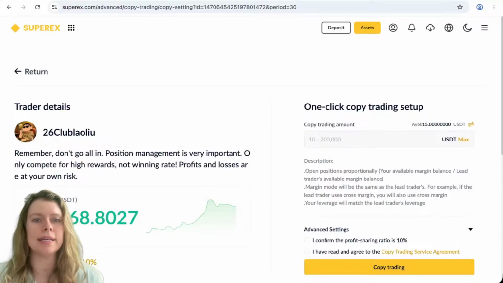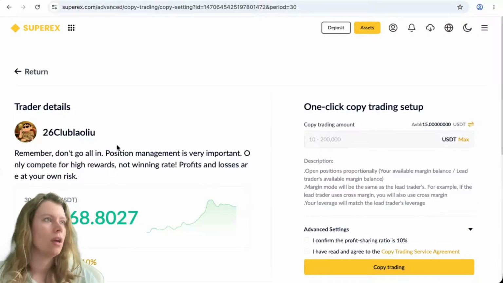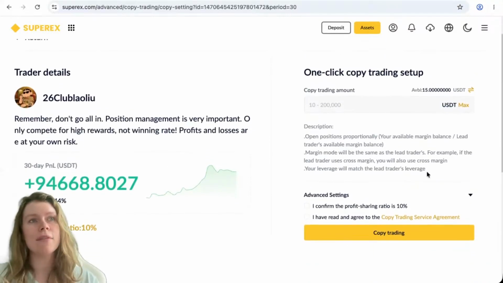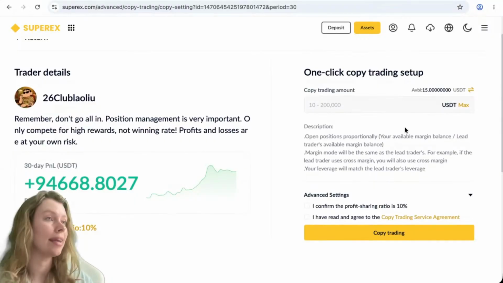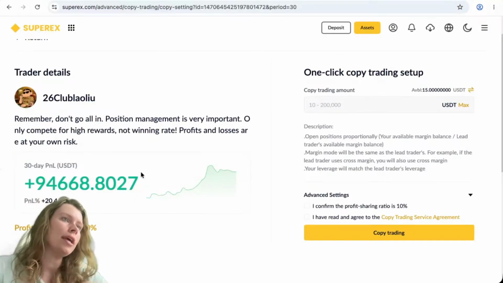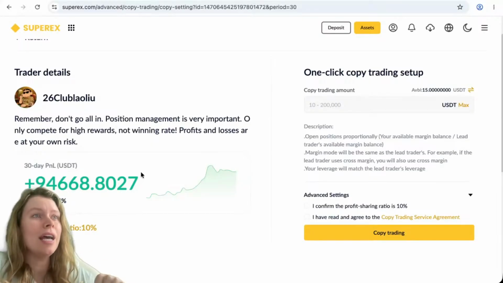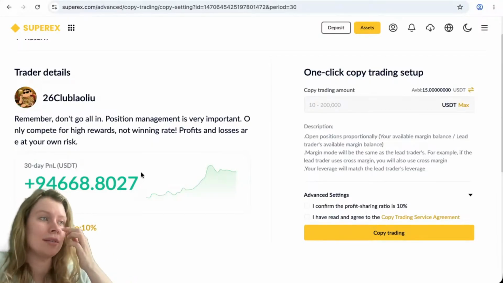So this is the trader's details page, okay? All right, so I've clicked on 26 Club Laolu. Let's just have a read of what SuperEx is telling us on this page. Remember, don't go all in. Position management is very important. Only compete for high rewards, not a winning rate. Profits and losses are at your own risk, okay?